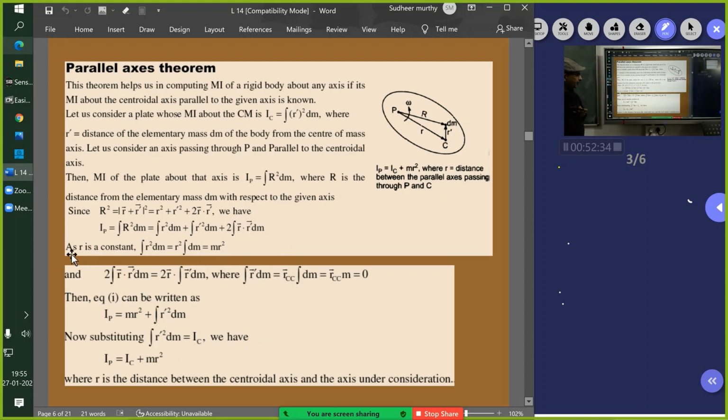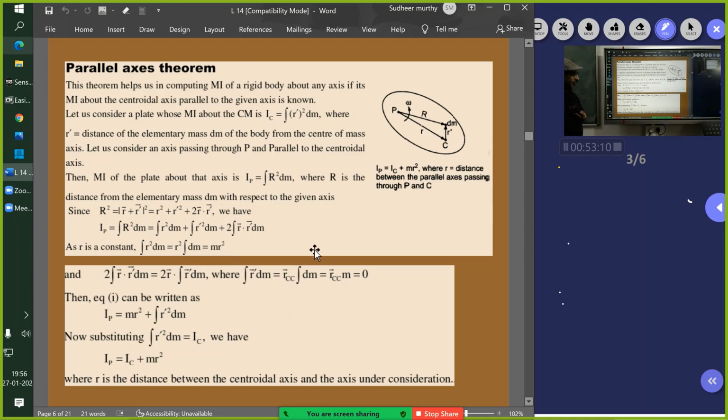Now here you see, R is a constant. Why is R a constant? Because from this point P, P is a fixed point and C is also a fixed point. So therefore this R is constant. So one by one we'll see the integration. The first integration is R square dm. R square is common, so I'll pull out R square, and integration dm is the total mass.